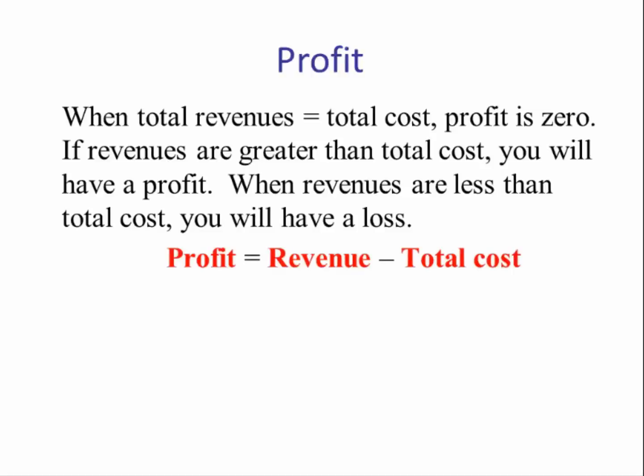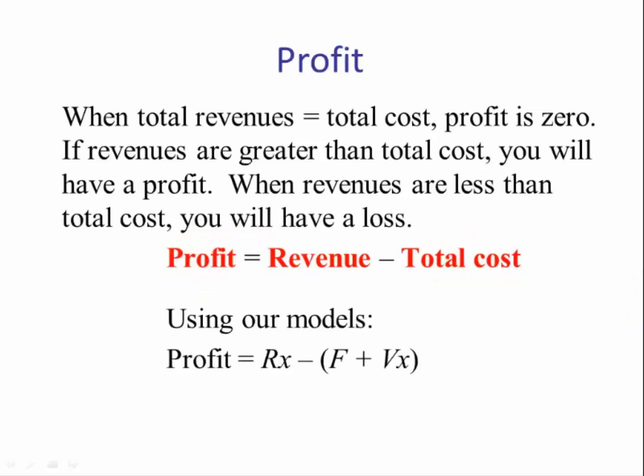So here we have our profit formula. Profit equals the revenue minus the total cost. So when these two are equal, you'll have the same number minus the same number. The profit will be zero. If we use our symbols, we say profit equals R, which is revenue, times X, the number of items made, minus the total cost, which is fixed costs plus variable costs times the number of items made.